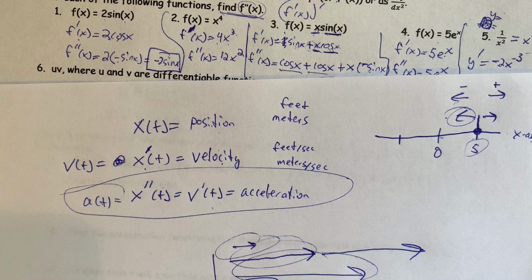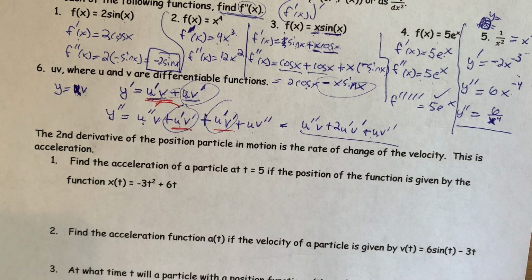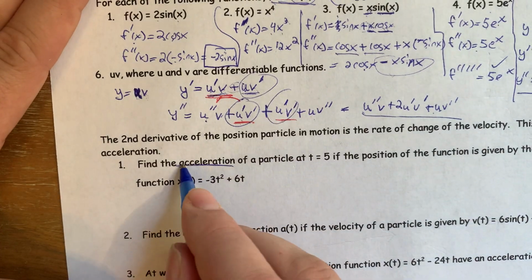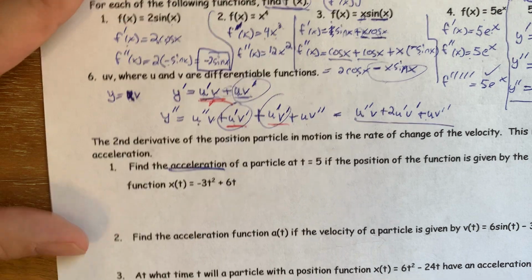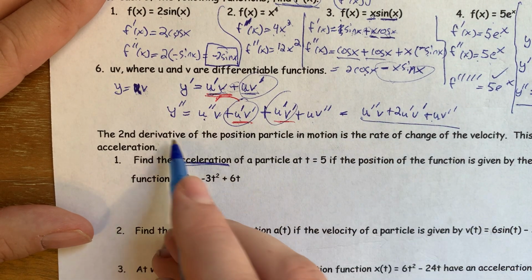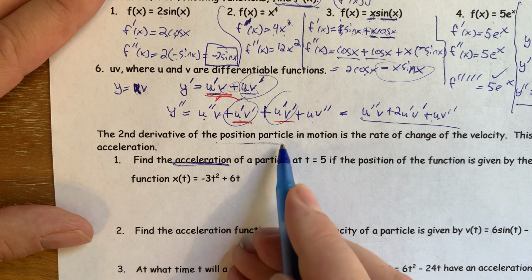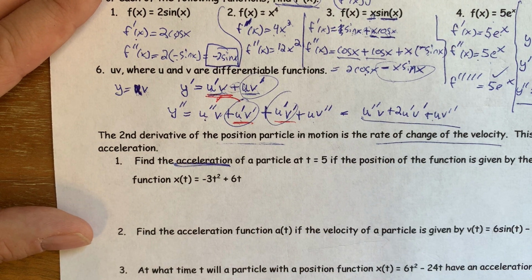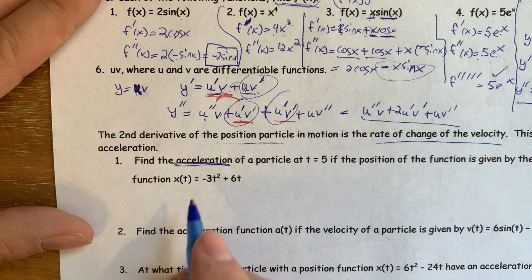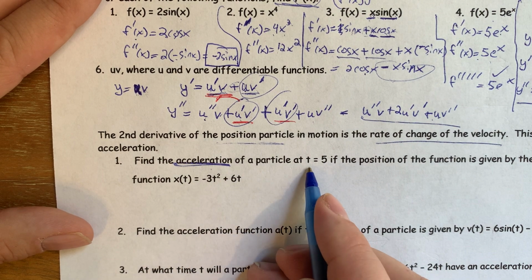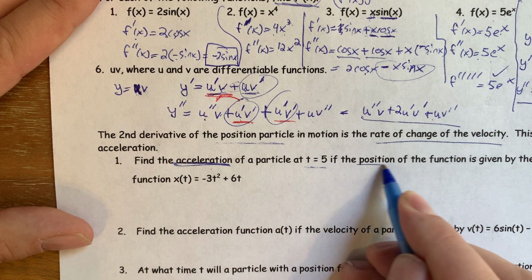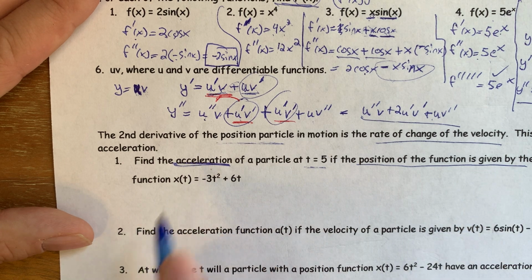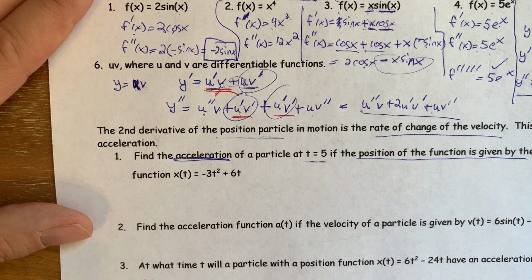It's how the rate of change is changing. So an acceleration is the second derivative. So we'll be talking about that a little bit. The second derivative of the position of a particle in motion is the rate of change of the velocity. This is the acceleration. Find the acceleration of a particle at t equals 5 if the position function is given by x of t equals negative 3t squared plus 6t.